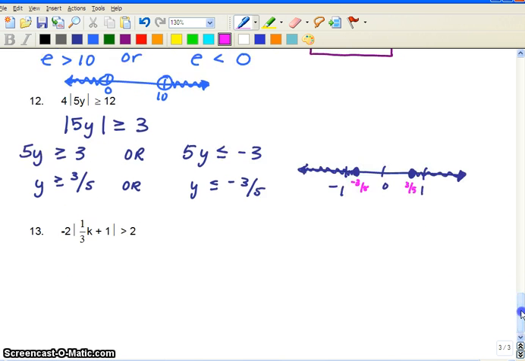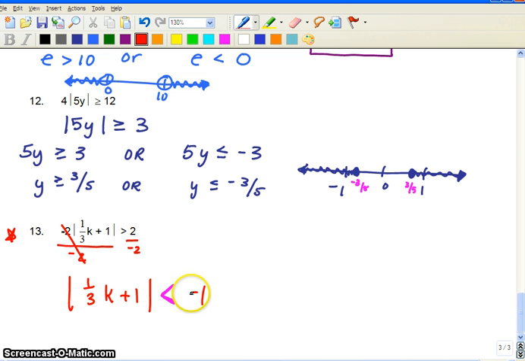All right. Last one. Isolate the absolute value. What would you do to both sides? Divide by negative 2. Remember, we're dividing by a negative. What does that do? Switches this to less than. So let's highlight that. Switches this to less than negative 1.